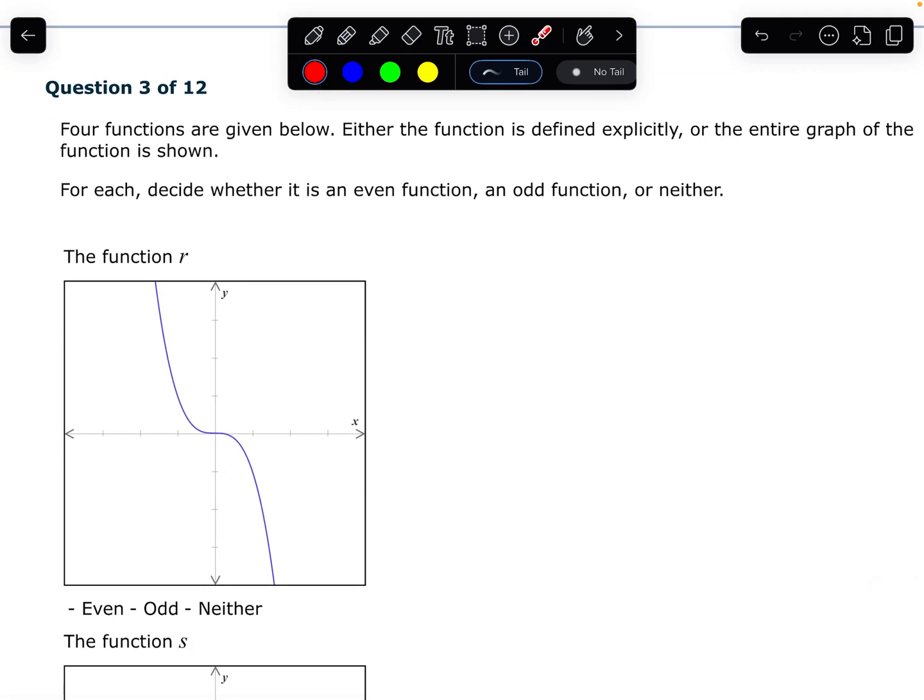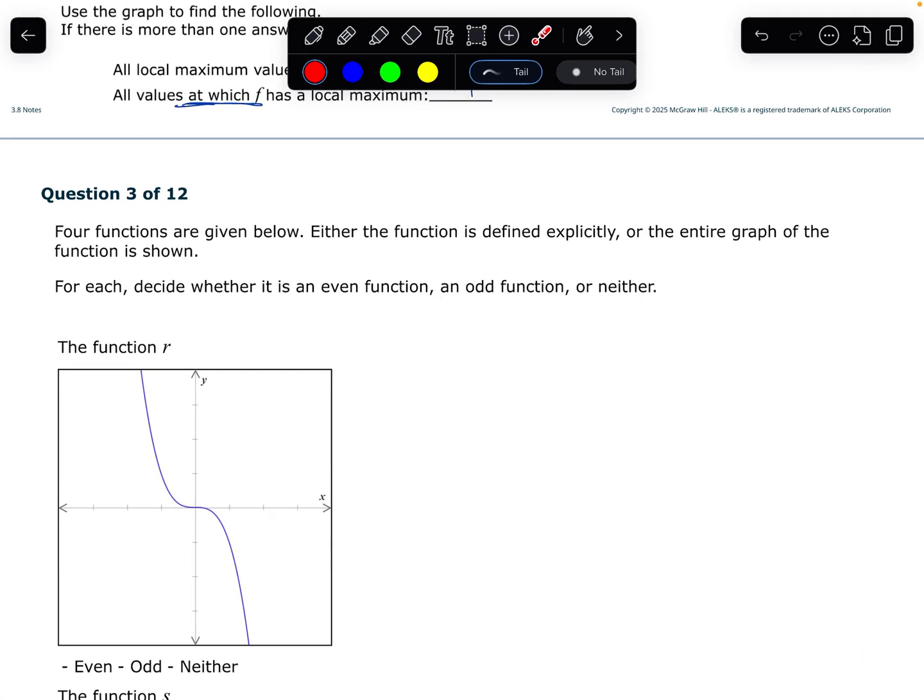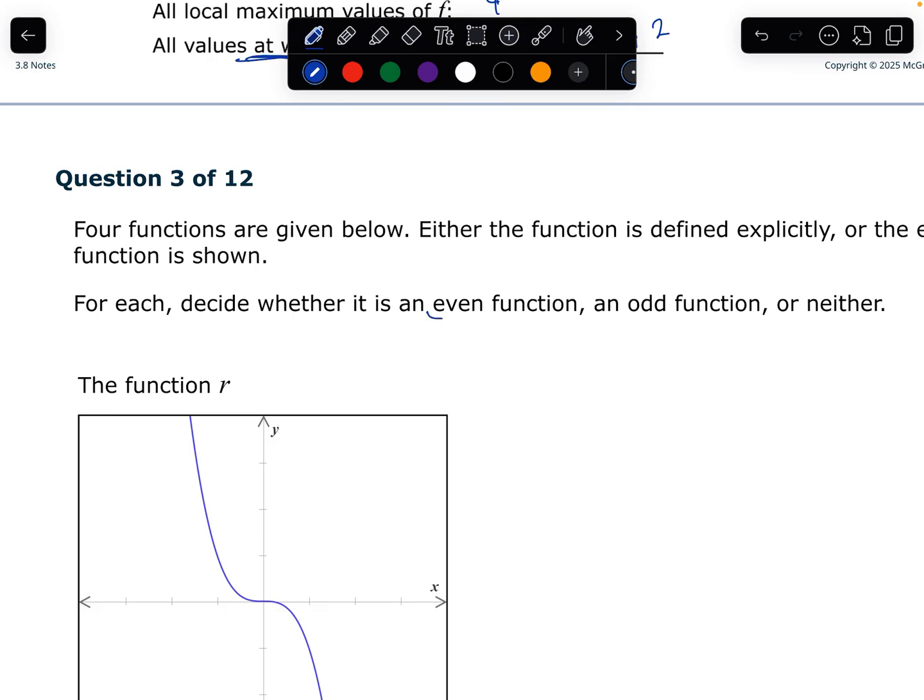For 3, it says 4 functions are given below. Either the function is defined explicitly or as a graph, and decide whether the function is even, odd, or neither. A function that is even will have the characteristic of being symmetrical about the y-axis.